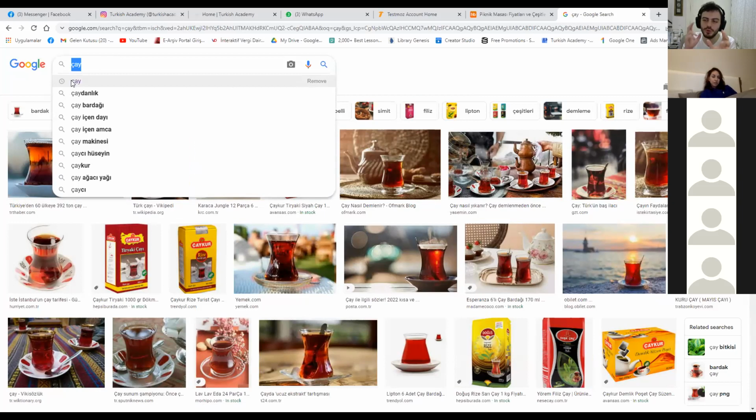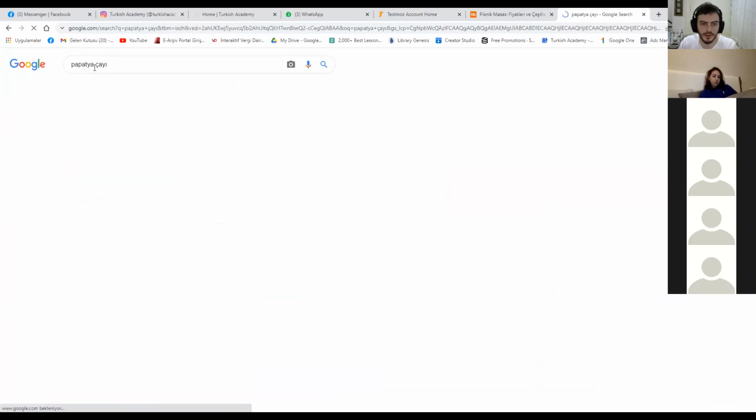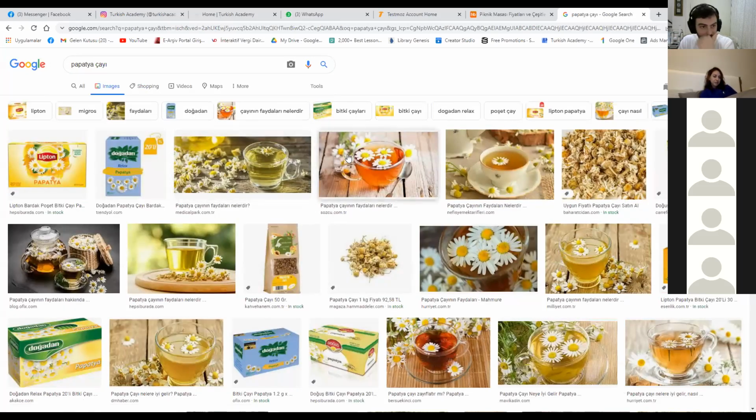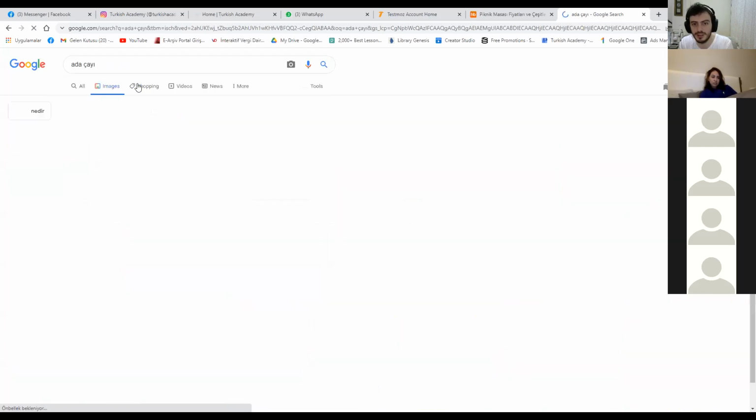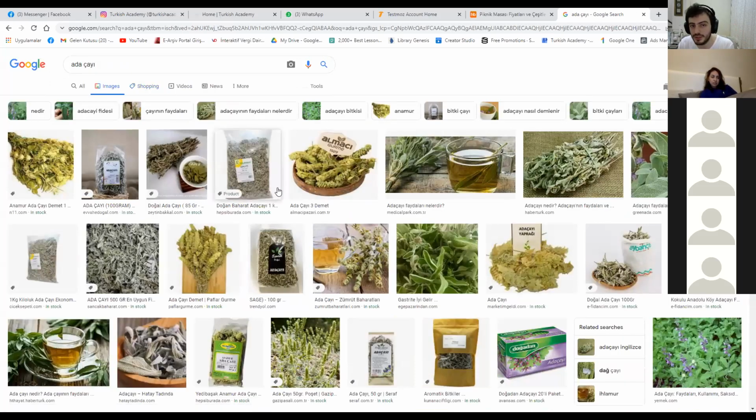At some point, we also have some compound nouns that have literally no suffix. So yeşil çay is one of them. But for example, for papatya, I don't know what it is in English. Chamomile. Okay. So for this, I'm going to say papatya çayı. If I want to talk about, I don't know how it's called in English, in Turkish the literal translation is island tea, but I don't think it's island tea, it's going to be ada çayı.